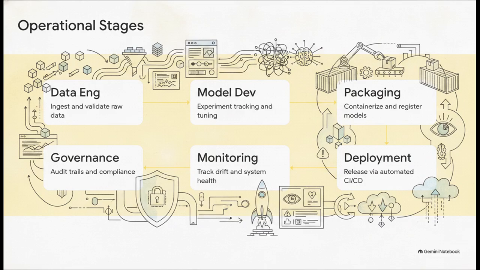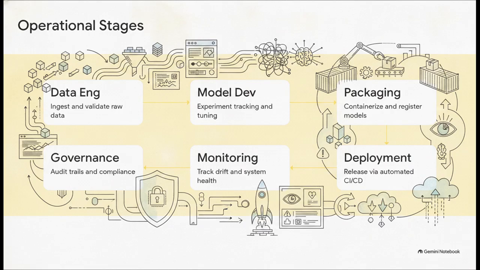Third, model packaging. Look, we can't just email model files around like spreadsheets. We have to containerize them, define our serving interfaces, and formally register the artifacts. Fourth is deployment. This means releasing the model via automated CI/CD pipelines, utilizing advanced strategies like blue-green, canary, or shadow deployments to minimize our risk. Fifth is monitoring and feedback. We don't just deploy this thing and walk away. No way. We have to actively track data drift, prediction quality, and system health, ultimately triggering automated retraining when the model inevitably starts to degrade.